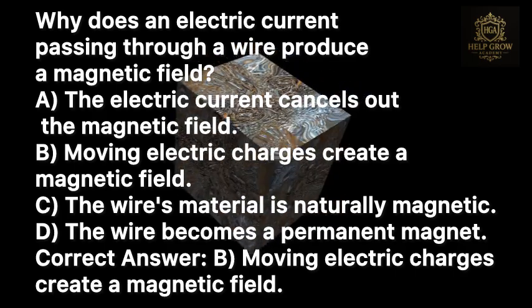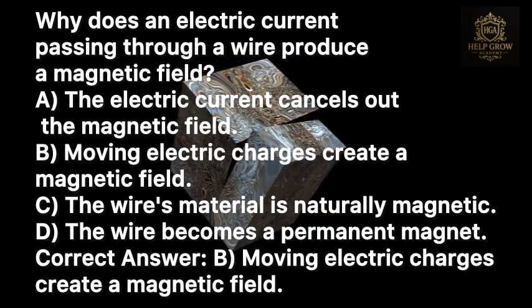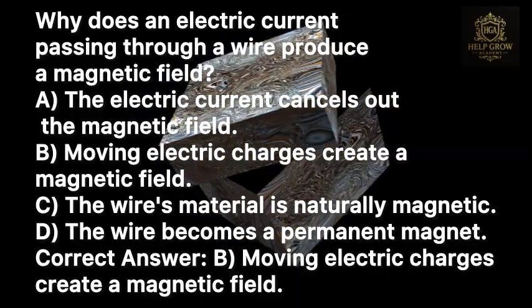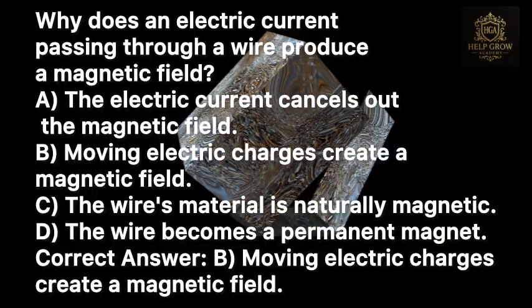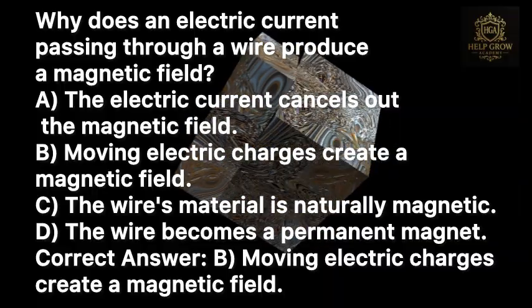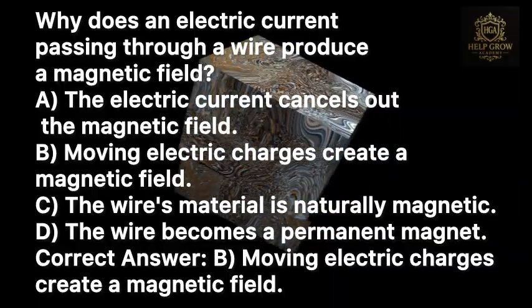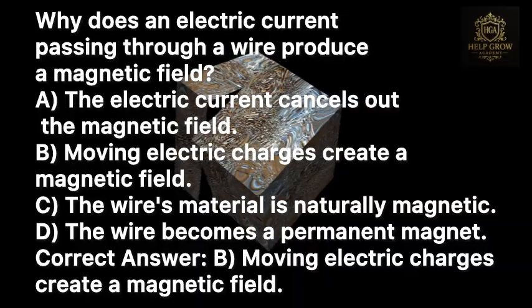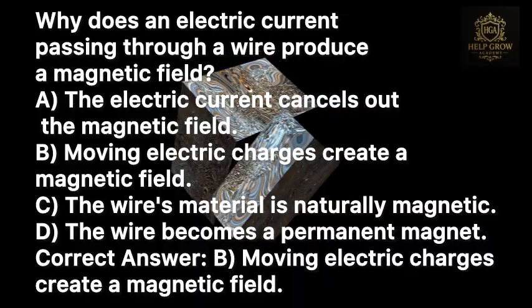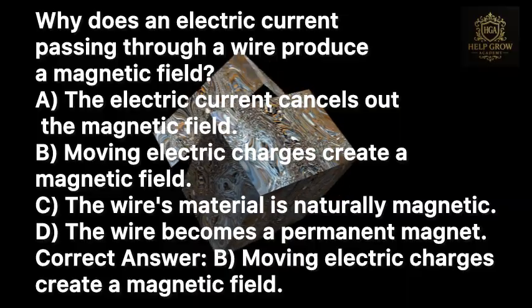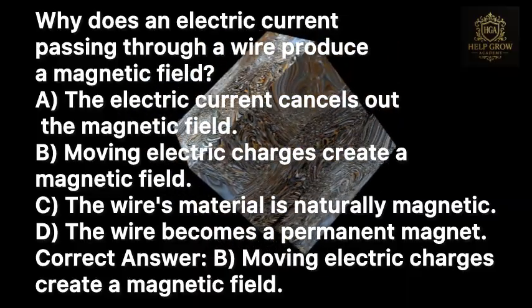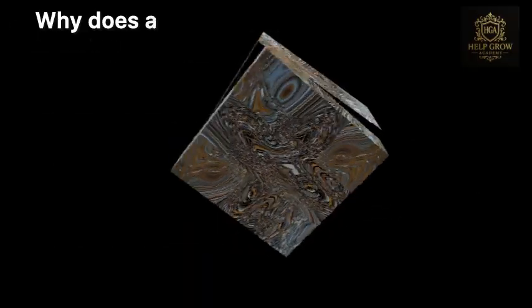Moving electric charges create a magnetic field. This is a fundamental concept in electromagnetism. A moving electric charge, which is what an electric current is, generates a magnetic field. The reverse is also true. A changing magnetic field can produce an electric current. Therefore, the correct option is option B. Moving electric charges create a magnetic field.